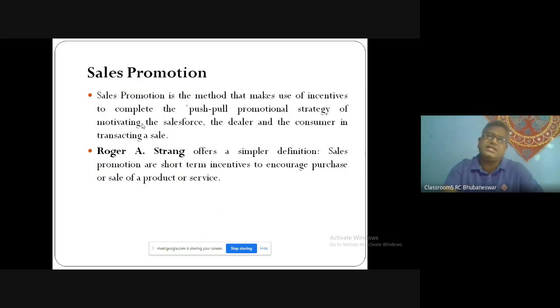Another one is sales promotion. The topic is sales promotion. What is it? It is also the second step of integrated marketing communication. Sales promotion means a strategy can be prepared to motivate the sales force. I am talking about the sales force, meaning the customer involved with transacting a sale. It means there are some pull and push promotional strategies you can take into consideration.